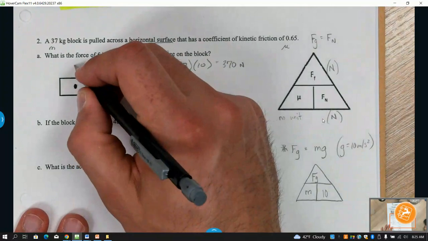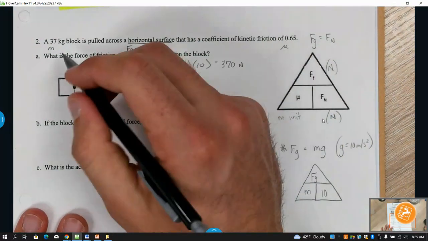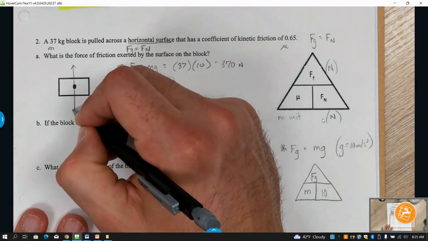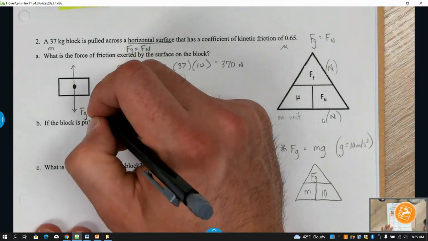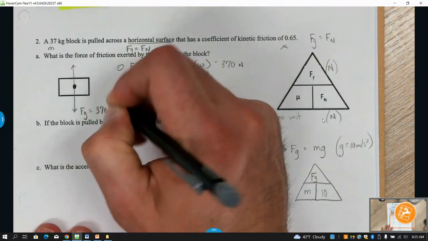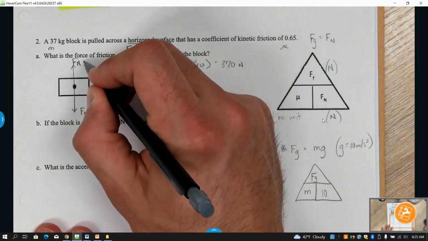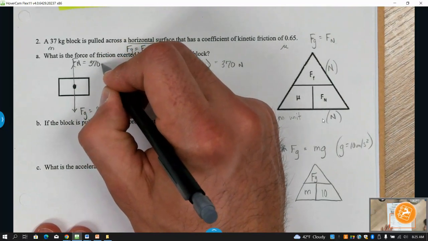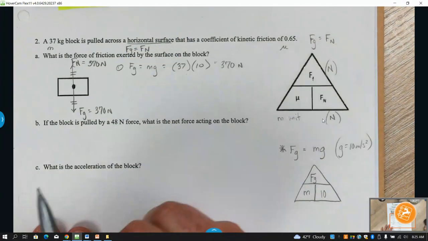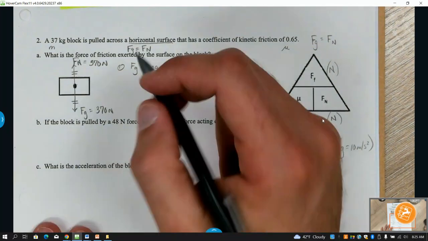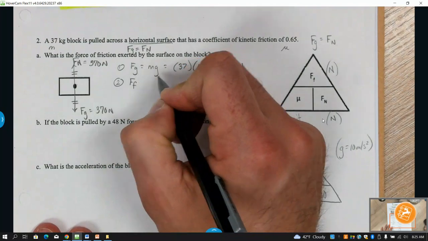So I'm going to draw that down. And because horizontal surface, Fg, and its opposing force, the normal force, is going to be the same going up. So Fg, 370 newtons. No math is needed for this one. Just my understanding that those two are equal. 370 newtons. And I'm going to just put a little equal sign because they're not going to be involved in finding my net force.